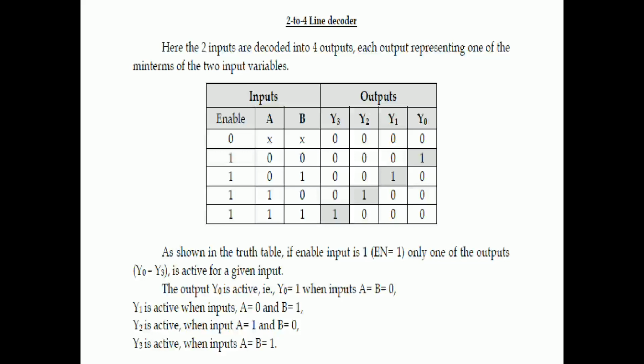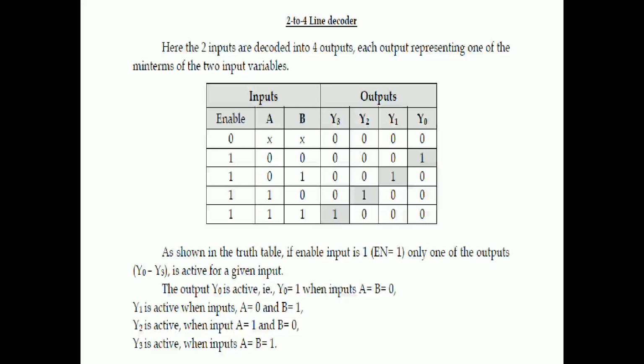Similarly, next combination 0 1. 0 1 means what? Y1 will be activated. Rest 3 will be 0. Next 1 0, Y2 will be activated, rest 3 will be 0. Activated means 1, deactivated means 0. Last combination 1 1. 1 1 means what? Y3 will be 1, rest 3 will be 0 0 0.